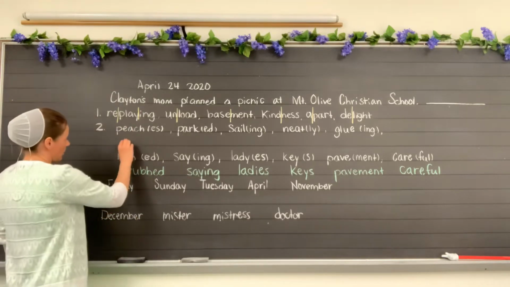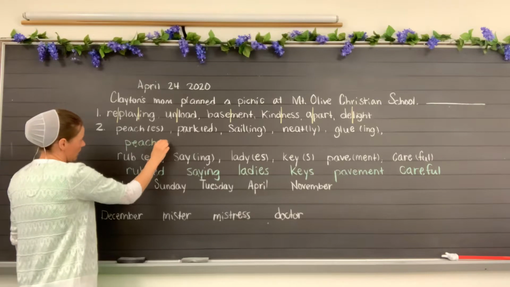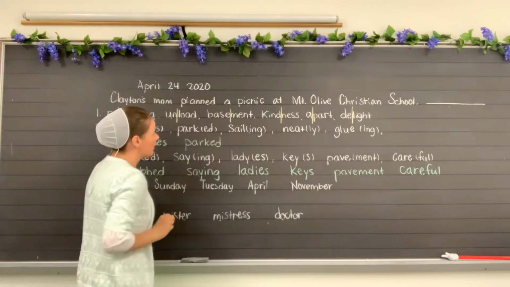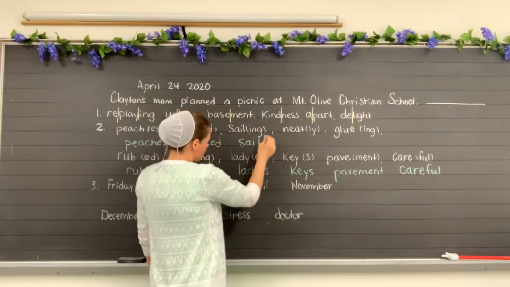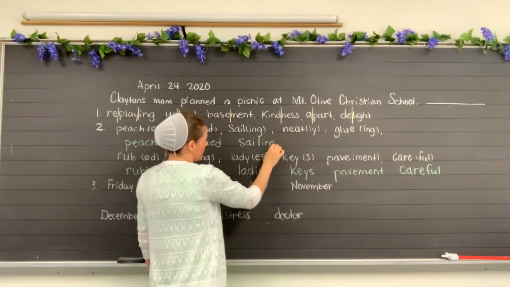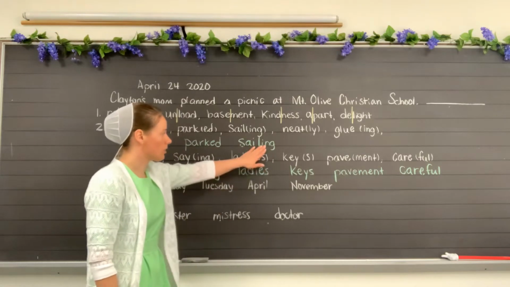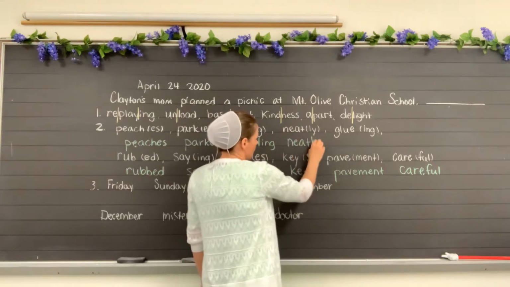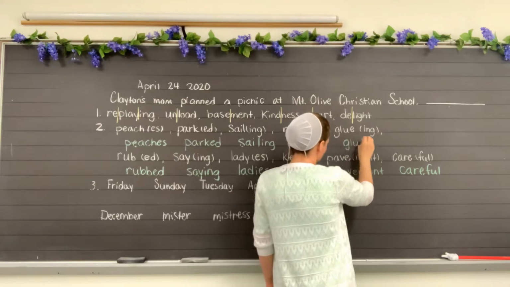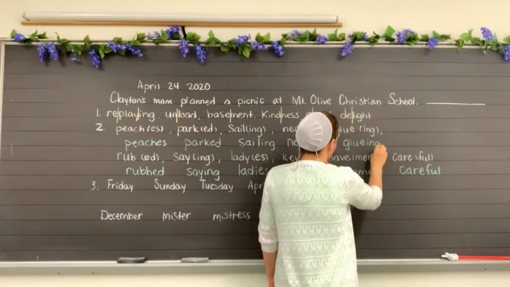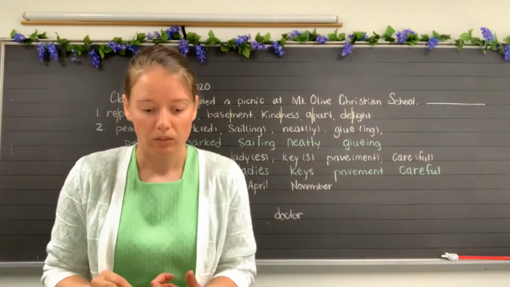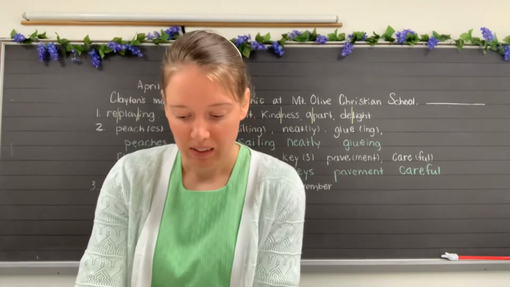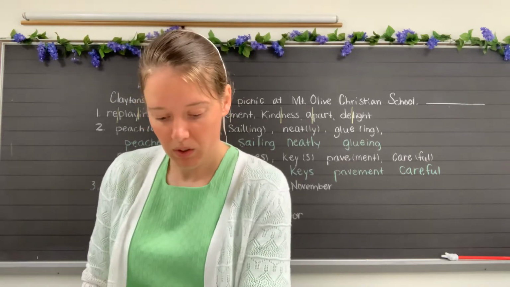And okay, so let's go up here to these. We have peaches, and peaches, we just add ES like that. Part, and we will just add the suffix again like that. Sailing, we have a long vowel with one consonant, and we're adding a consonant suffix or a vowel suffix, so we'll just add the suffix to the end. Neatly is just written like that, and gluing. Okay. All right. So that is adding suffixes to the end of root words.